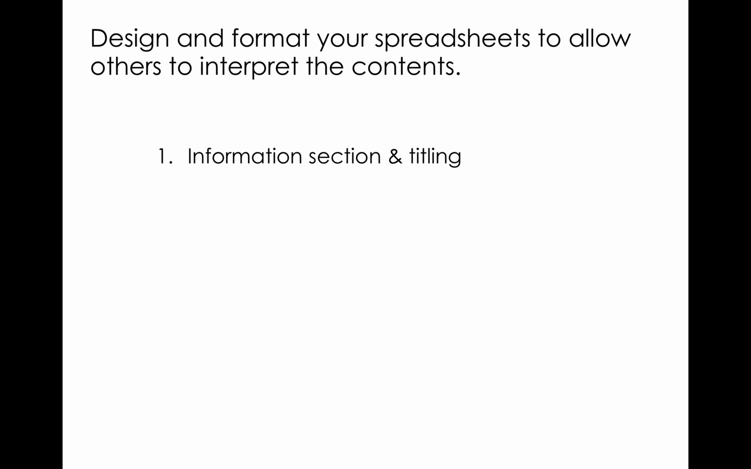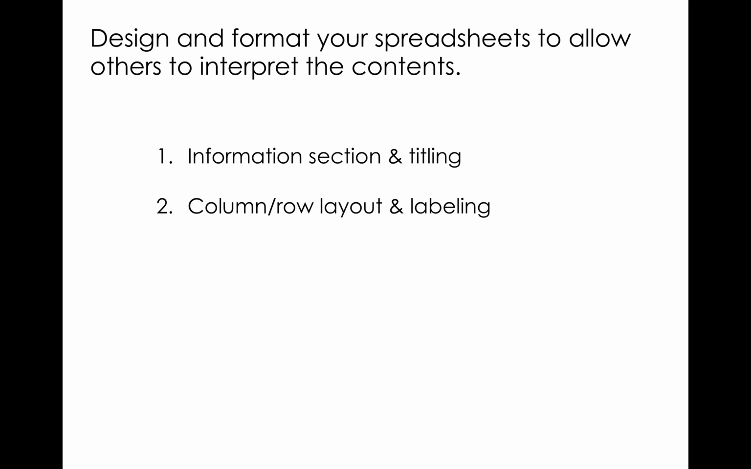The first is an information section somewhere on your spreadsheet. Some people prefer to have it as a cover sheet, so a separate sheet that basically lists all of the relevant information about the entire document. Other people prefer to embed it within a single sheet, but there should be some general information that tells the reader about this document. Also helpful is titling. So making sure that you're titling individual sheets within the workbook. Again, sheets are individual pages. The workbook is the entire file or the collection of sheets.